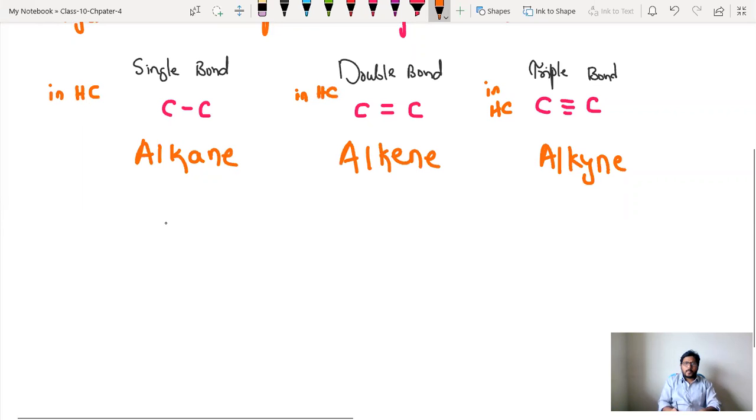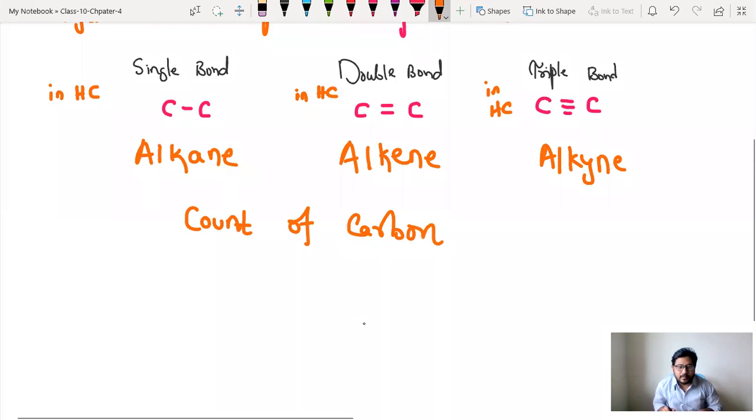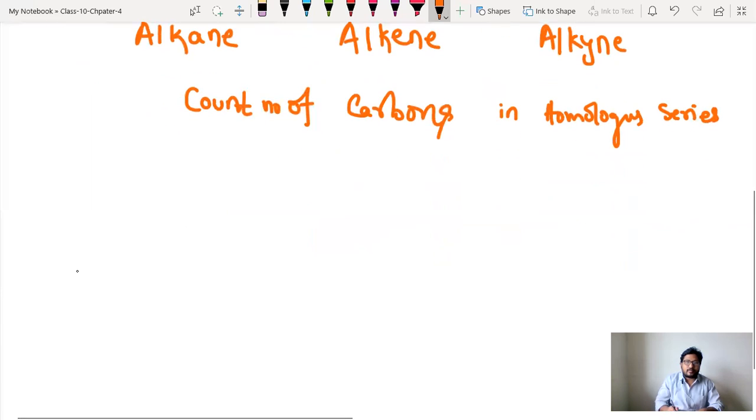Next, there should be only hydrogens and carbons, isn't it? Now we have to take count of hydrogen. Sorry, not hydrogen, carbon. Count of carbon. We have to count number of carbons in homologous series. How to count?